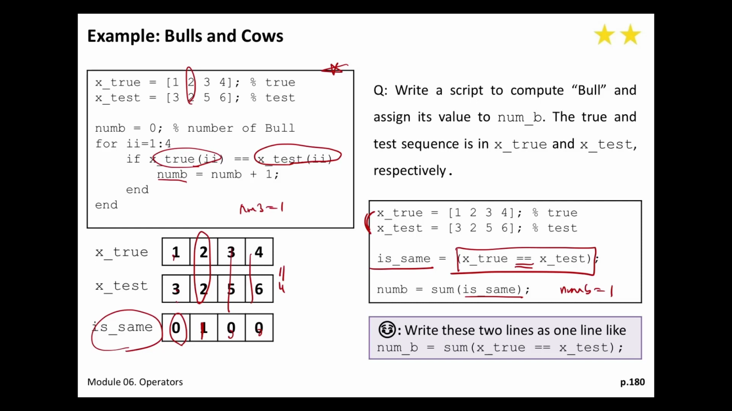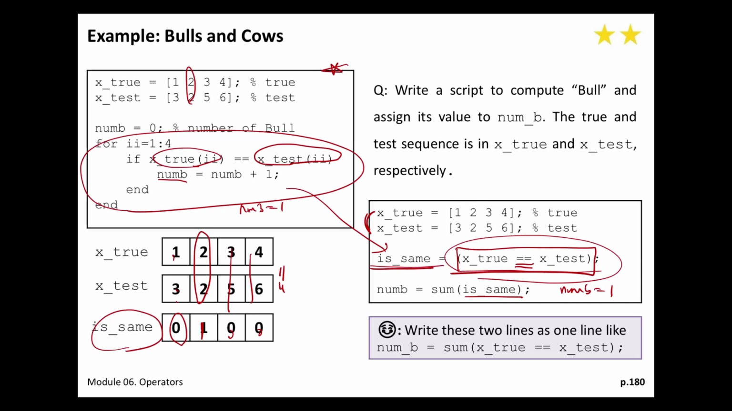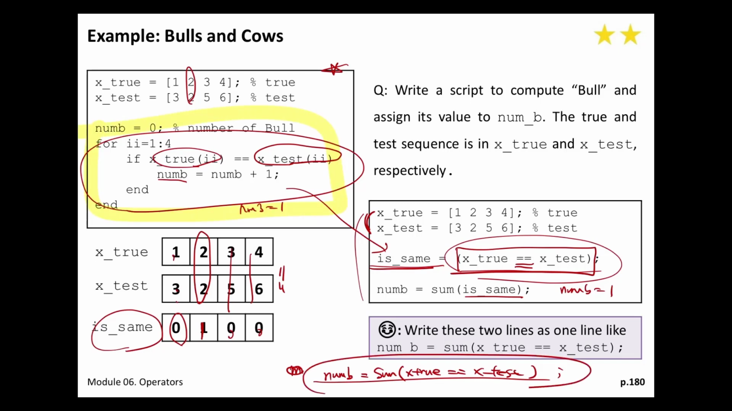Okay, so basically this one is achieved by this loop solution, but you can make this one line instead. Okay, so if you get familiar, for me, I write a script like this, without introducing the same variable. So this one is shortened to one single line. Okay, make sense?